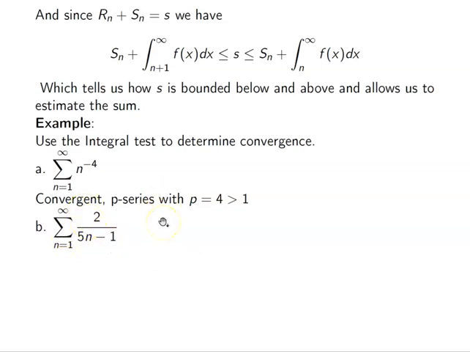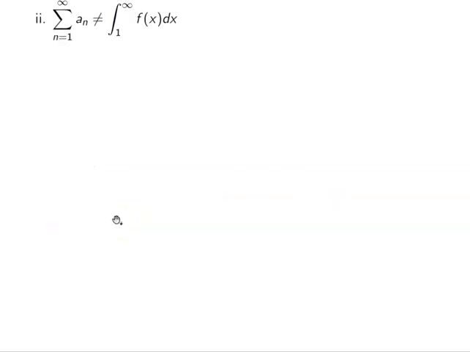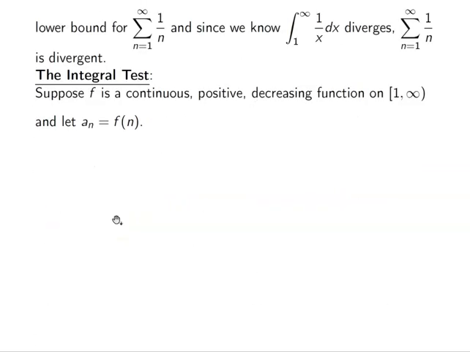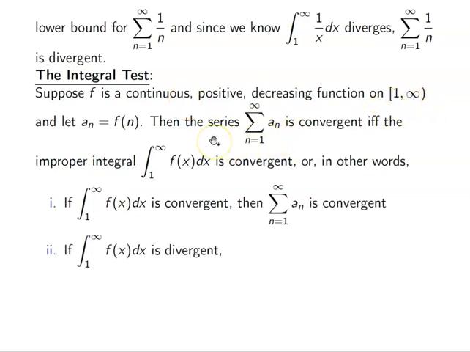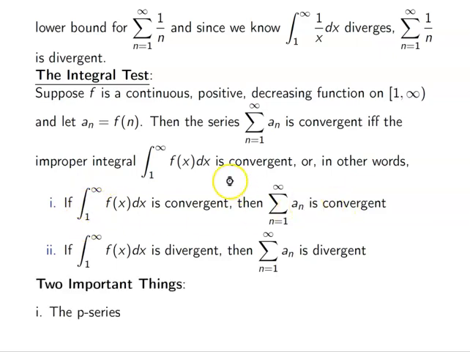So we need to see, does this follow the conditions? Is this always positive? Yes, it is. Is it decreasing in value? Yes, it is, because as this gets bigger, the whole thing gets smaller. And then what were our other conditions? It has to be positive. It has to be a decreasing function on 1 to infinity and continuous on that interval as well. And if that's true, then we can look at the integral in order to talk about the series.